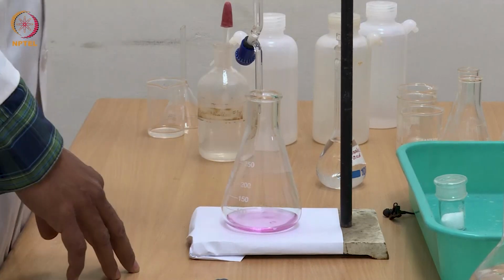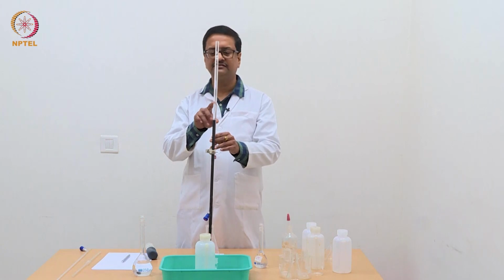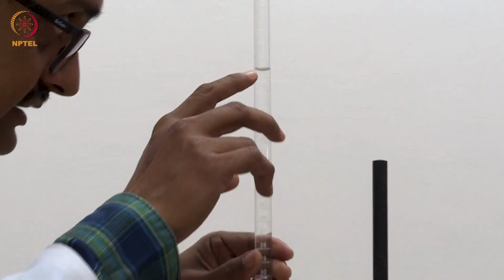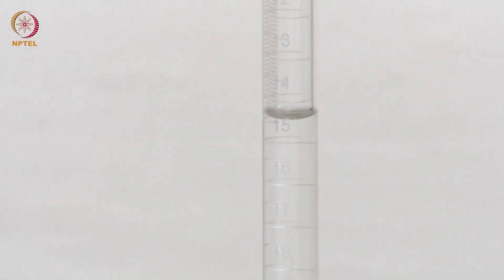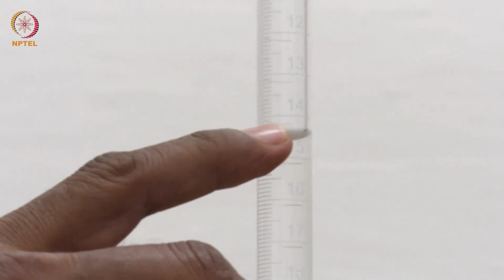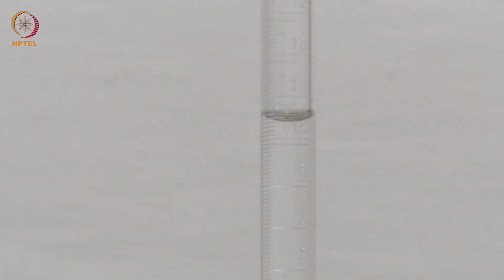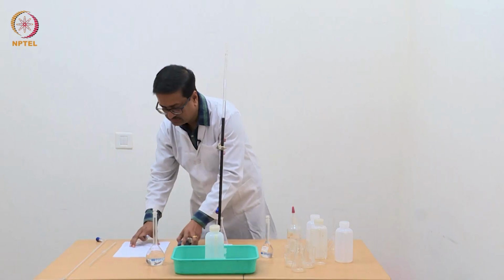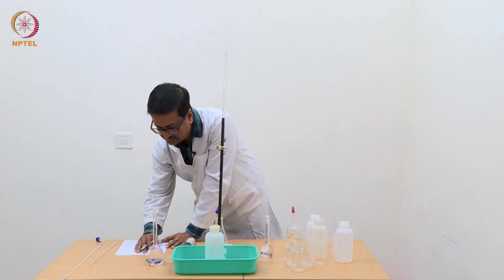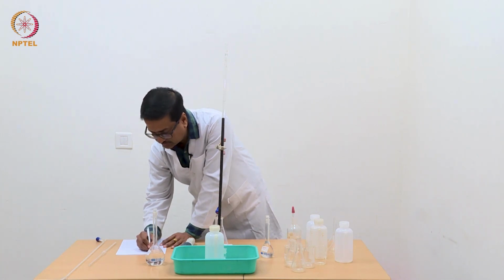So now we need to take the burette reading accurately. What you can see here is the burette reading. So if I try to read carefully, this reads 14.5 ml here, the lower meniscus is touching 14.5. So we need to write down this reading. We started from 0 and the final reading is 14.5 ml.